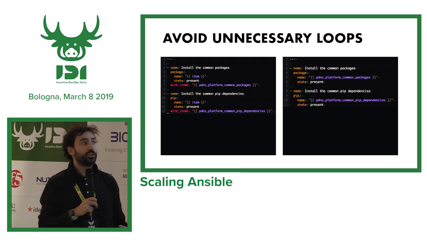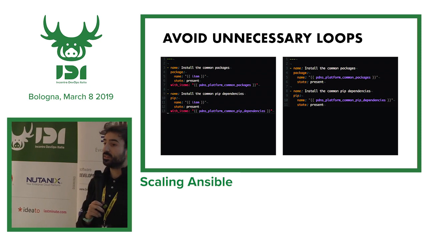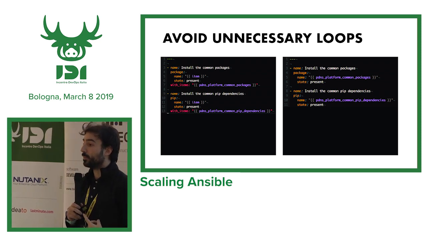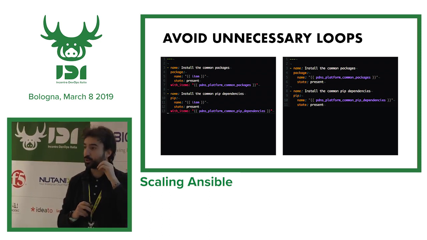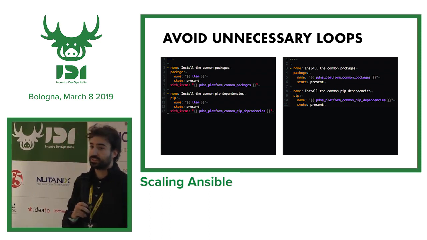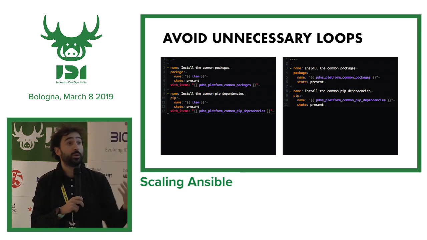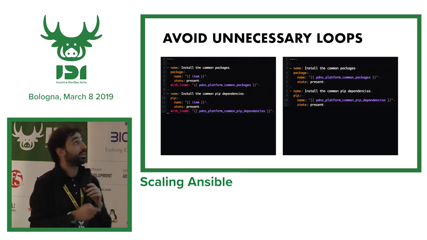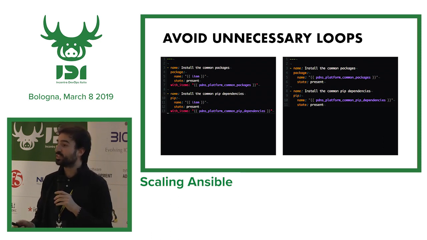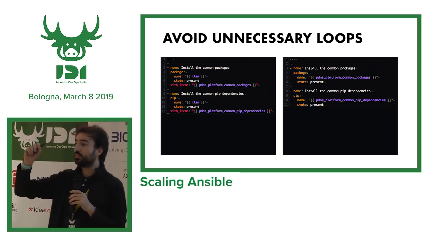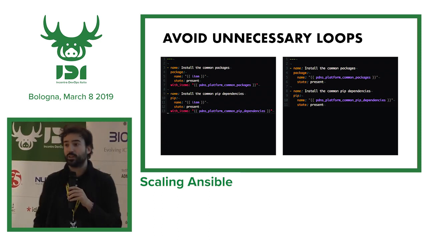What I discovered, and not that many people know, is that the package and pip modules actually accept a list as an argument. That means it's a single round trip. And that improved a lot of things for us. Because we install many packages in a complex distributed architecture, this single, really simple enhancement improved performance a lot for us. So avoid unnecessary loops. Check the documentation, it's not always clear, but every time you have a loop on something, see if there is a better way to do it, like just giving the list to the argument.